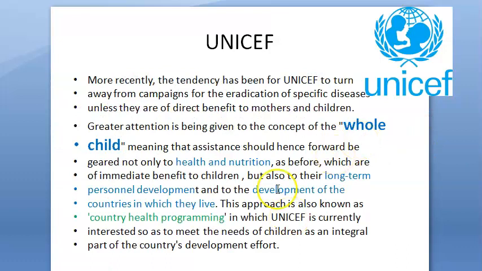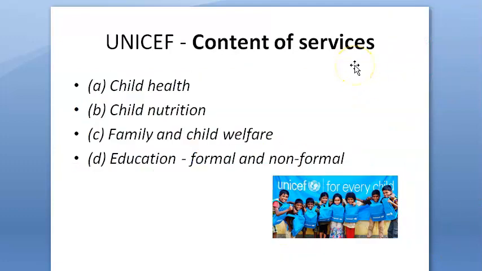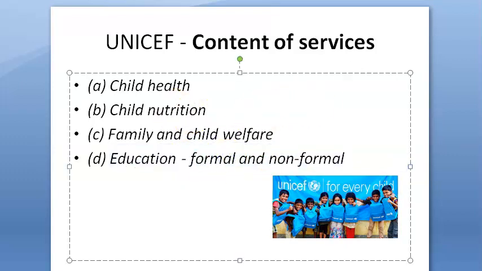Then, there is something called the whole child. Okay, whole child means what? Not only health and nutrition, but long-term personal development, development of the country in which they live also, and family and child welfare, education, formal, non-formal, etc. Content of services, four things you have to write. Child health, child nutrition, family and child welfare, education, formal and non-formal. Four things you have to write.